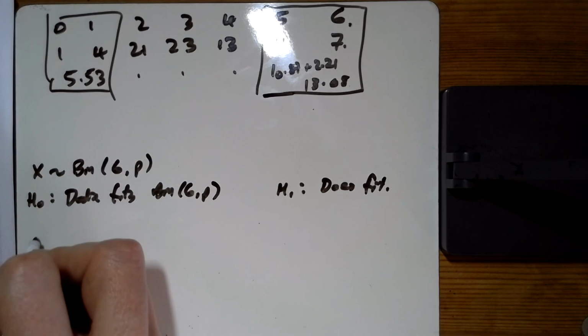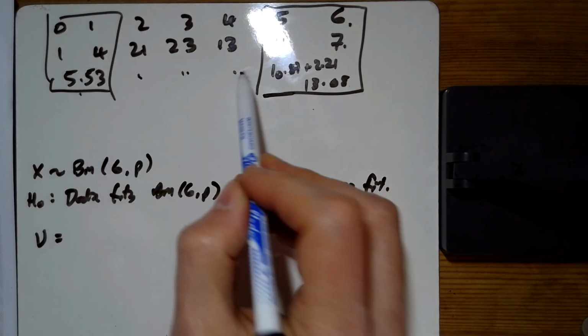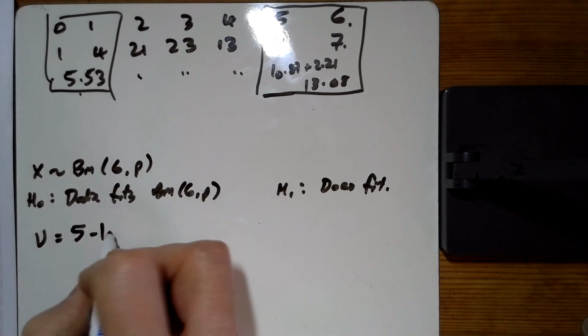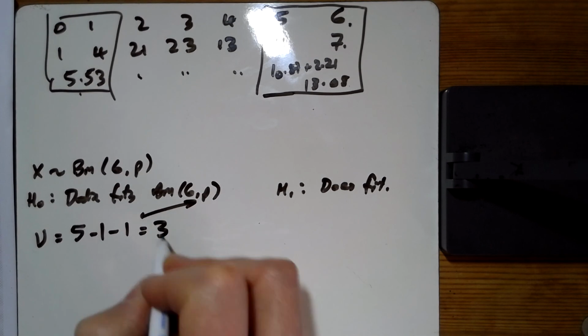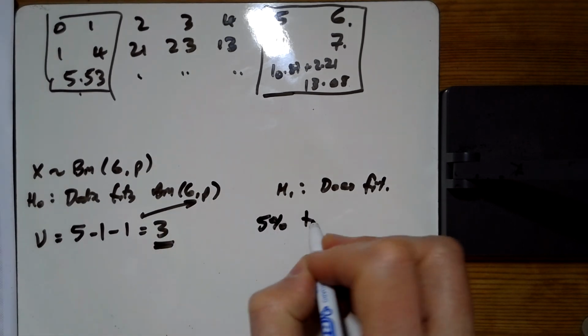So degrees of freedom then. Degrees of freedom will be 1, 2, 3, 4, 5. Take away 1 because we always take away 1, and take away 1 because we're estimating p here. So we're going to have 3 degrees of freedom. We're doing a 5% test.